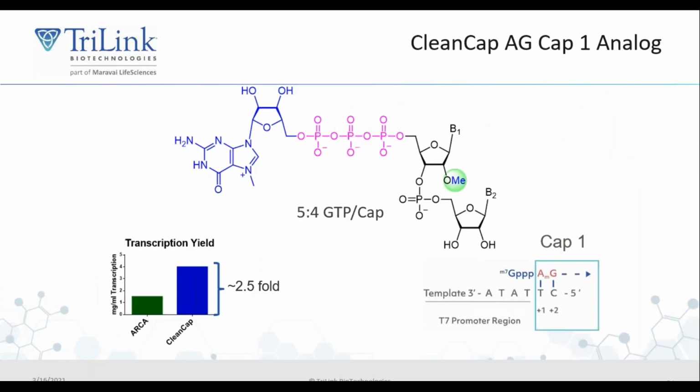CleanCap, on the other hand, we don't see this problem. The recognition site is AG rather than G and does not see the same competition as seen with ARCA capping. There's no need to starve the reaction of GTP, allowing for transcripts utilizing CleanCap to see yields 2.5 to 3 times higher than those using ARCA. Additionally, CleanCap tends to cap with Cap1 structure around 95 to 99% of the mRNA.